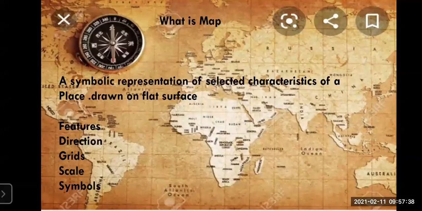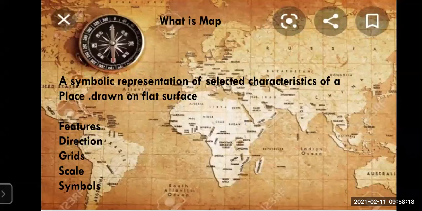Now, scale indicates the relationship. What is the scale? The third feature is the scale, a very important thing. The scale indicates the relationship between the distance on the map and the actual distance on the earth. The earth's total distance you cannot show on the map. It is not possible to show the whole distance on the map. Because of that, we have selected a scale. The scale depends on how much you are taking. So we can even show a large portion on a small paper.